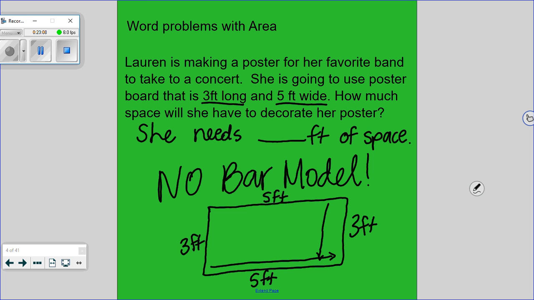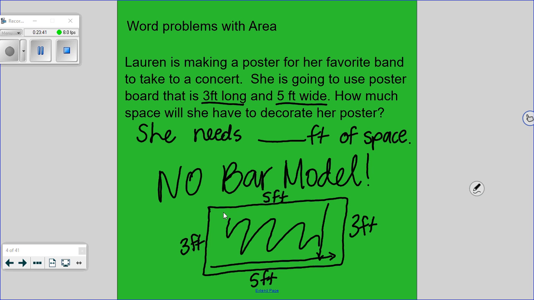We've got our model drawn. It's not a bar model, but we have a picture of our poster. We're trying to figure out how much space she's going to decorate on that poster. Is that on the outside of the poster, or the inside of the poster? Inside. This is what she's decorating. We've got to figure out the inside. How can I figure out how much space is on the inside?